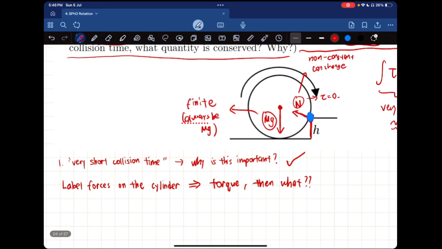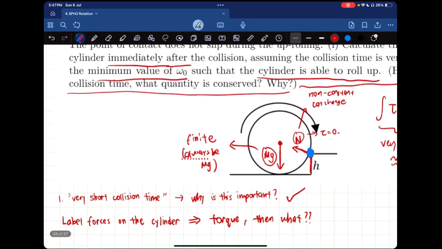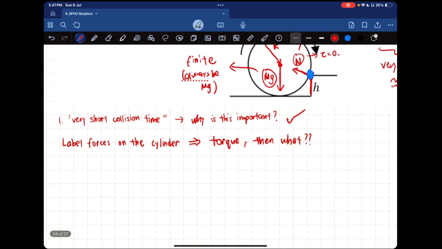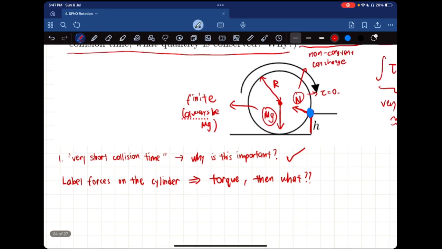So now you have forces on the cylinder, right? What you want to do next is to apply COAM because you have established that it's conserved. Now, where do you want to apply COAM about? So here we have R, big R. The easiest point to apply COAM about would definitely be this blue point here. We want to apply it about this axis.